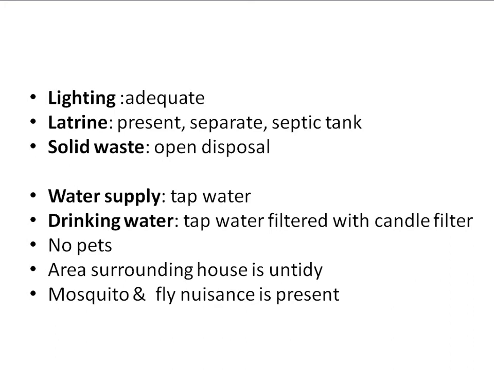There are again two types of candle filters. Other types of filters are gravity filters, pure-it and Hollow filters. The most commonly seen in houses might be reverse osmosis, with ultraviolet purification: RO and UV, there are three different types of filters which are mostly seen. So depending on that, we need to state the type of filter. They are using candle filters in their home.